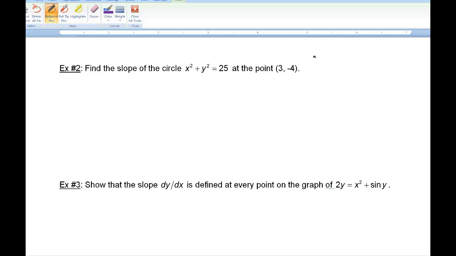Okay, so this is almost identical to the very first example, so you want to take a minute just to find the slope of the circle at the point (3, -4). So we want to do d/dx of both sides. Is that going to be the same for every circle? It is. The slope for any circle will always end up being that same formula. Because it's always going to be 0 on the right. So here we get 2x, and then we get 2y dy/dx equals 0.